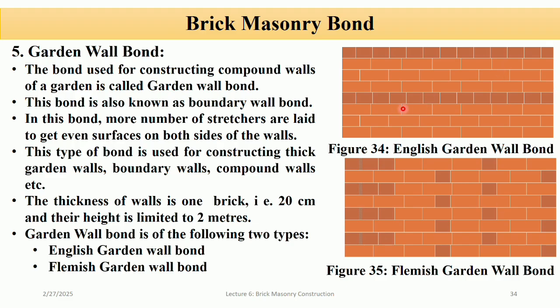The English garden wall bond is the one in which a heading course is provided after 3 or 5 stretching courses. And the Flemish garden wall bond is the garden wall bond having a header provided after 3 or 5 stretchers in each course, and it is known as Flemish garden wall.